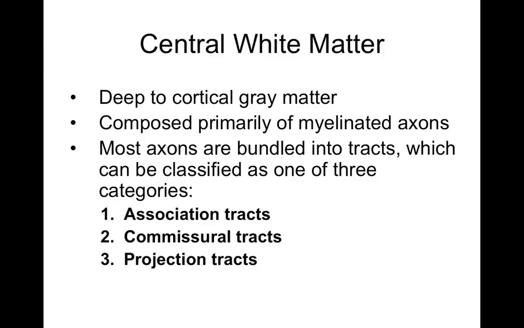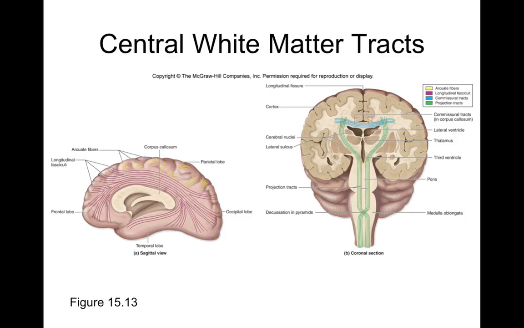The association tracts actually connect nearby brain regions. Projection tracts go up and down, superior to inferior, and then commissural tracts go across the cerebral hemispheres. Okay, so let me just show you guys a picture here. On this slide, what we see then are these different types of fibers. In blue, this is showing the commissural fibers. Commissural fibers connect one cerebral hemisphere to the next. Projection fibers connect superior and inferior brain regions. And then association fibers connect brain regions within the same cerebral hemisphere.